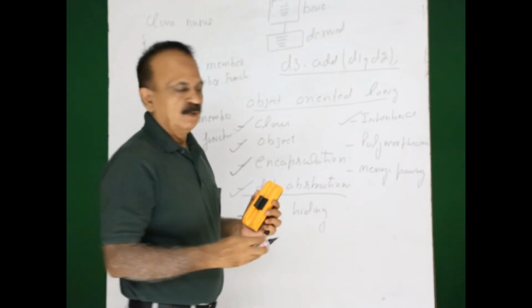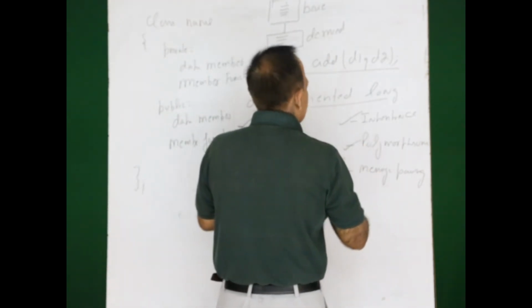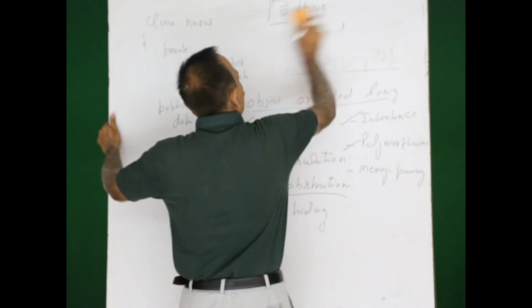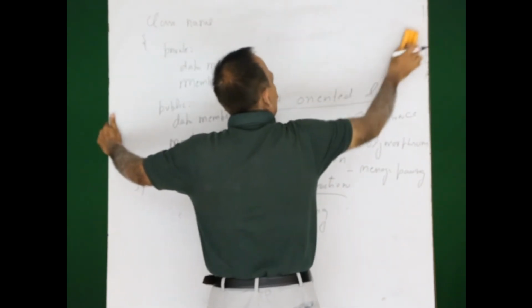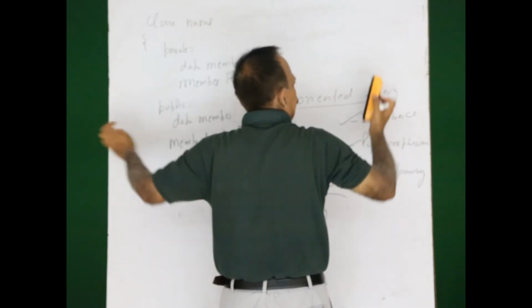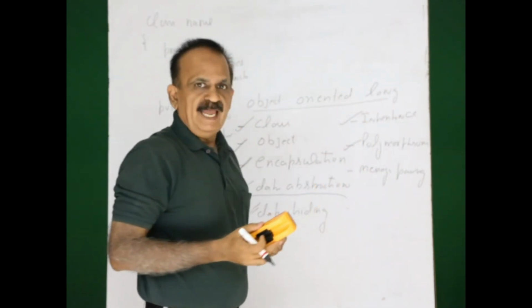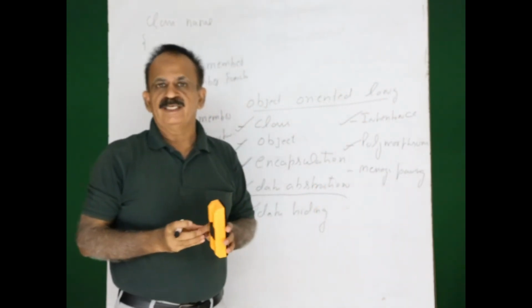The next one is polymorphism. Now what basically is polymorphism? Polymorphism is the object taking more than one form. One object taking more than one form. That means as per the requirement, this form changes.